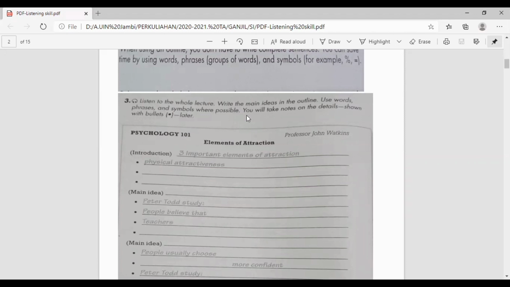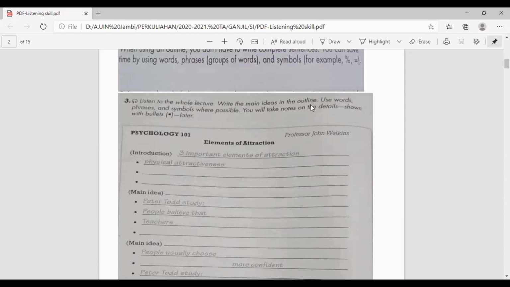Ini masih latihan ya. Jadi boleh kok menulis main idenya tidak harus langsung kalimat lengkap seperti yang dibicarakan profesornya, tidak. Jadi you can use words, phrases, mungkin ya, hanya frase aja, or symbols where it is possible.